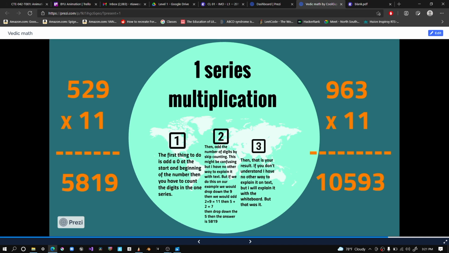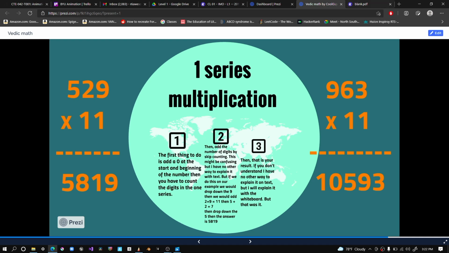So let's see what it says next. Then add the number of digits by skip counting. That's what we did, like the 9 plus 0, 2 plus 9, and that stuff. This might be confusing, but I have no other way to explain it in text. If we do this on our example, we drop down the 9, and then we add 2 plus 9, which equals 11, then 5 plus 2, which equals 7, and drop down the 5, and then our answer is 5, 8, 1, 9. Then that's your result.